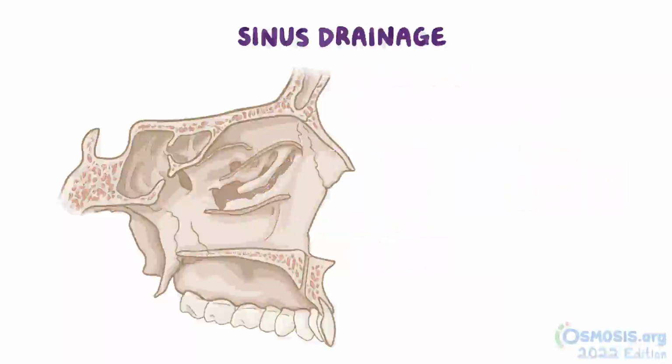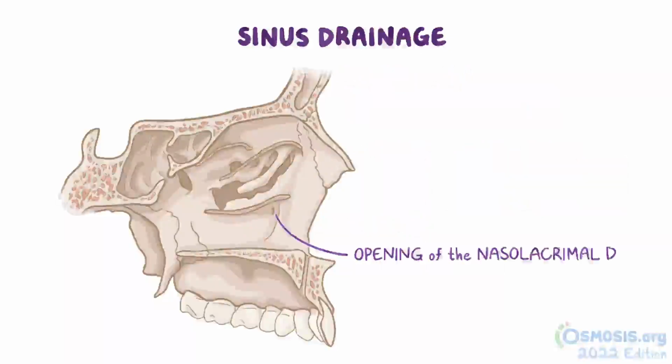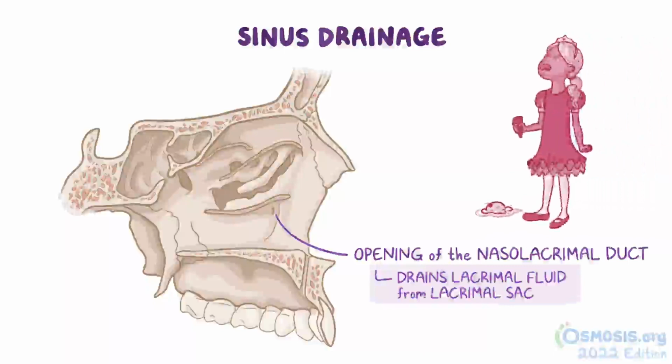Finally, within the inferior meatus is the opening of the nasolacrimal duct that drains the lacrimal fluid or tears from the lacrimal sac, which is why your nose runs when you cry.